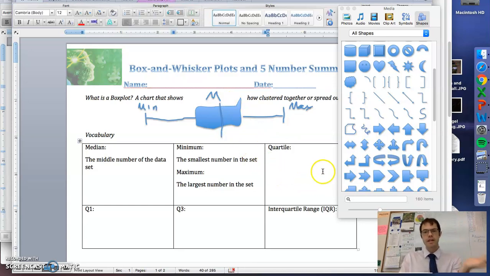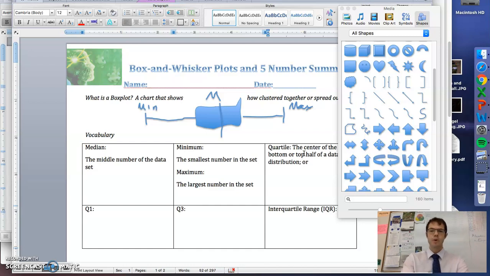So what are the quartiles then? Well, the quartiles are at the 25% mark. You can think of the median as being the 50% mark. It's halfway through a data set. A quartile is halfway through halfway. So it's the center of the bottom half along with the center of the top half, or the 25% mark. So a quartile is the center of the bottom or top half of a data distribution.